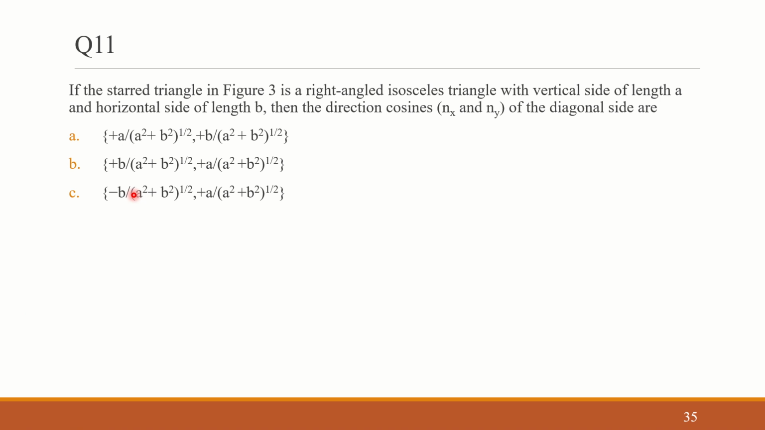Option C, it is minus B by square root of A square plus B square, comma A by square root of A square plus B square. Option D, it is minus A by square root of A square plus B square, comma B by square root of A square plus B square.